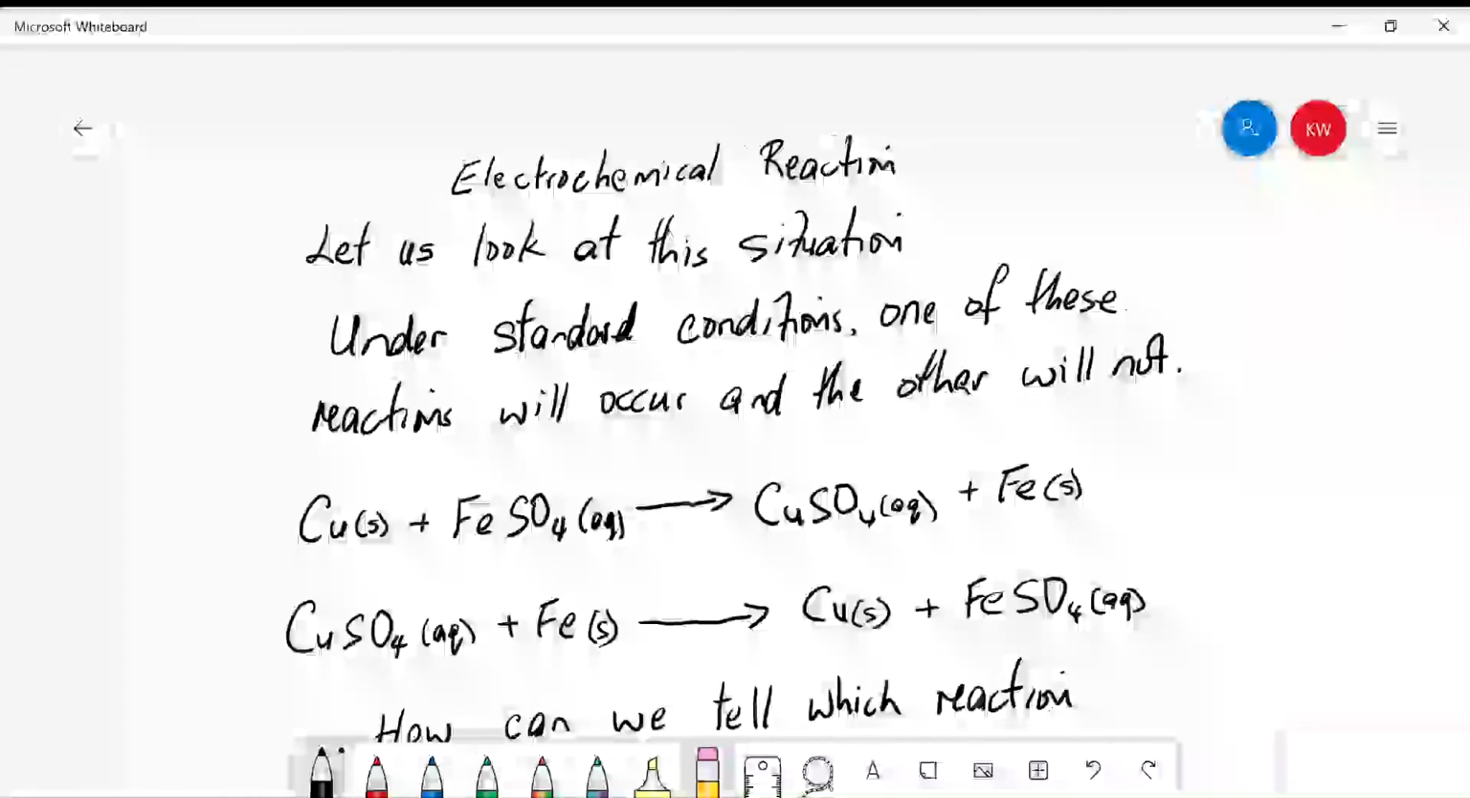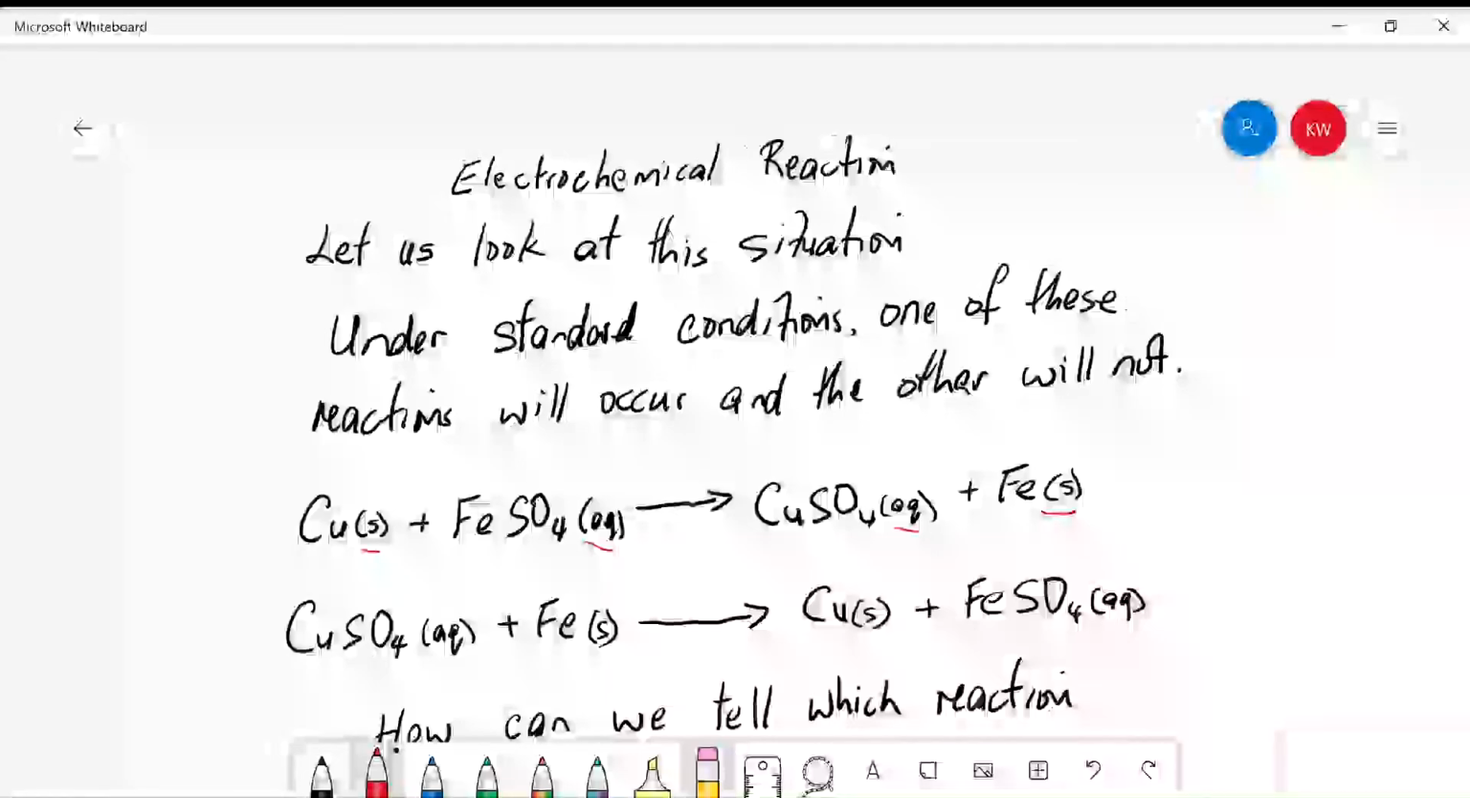So just a quick reminder, these things we have in brackets here represent the state. We have copper in the solid state, iron sulfate in the aqueous state. To produce, the arrow means to produce, to give, to form copper sulfate, aqueous, and iron solid. Okay, we have another equation, copper sulfate aqueous reacting with iron solid to produce copper solid and iron sulfate aqueous. So it's two different reactions.